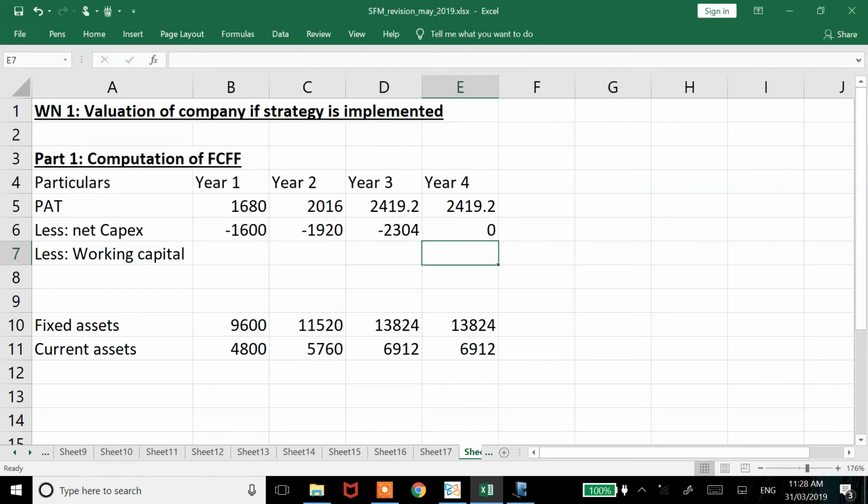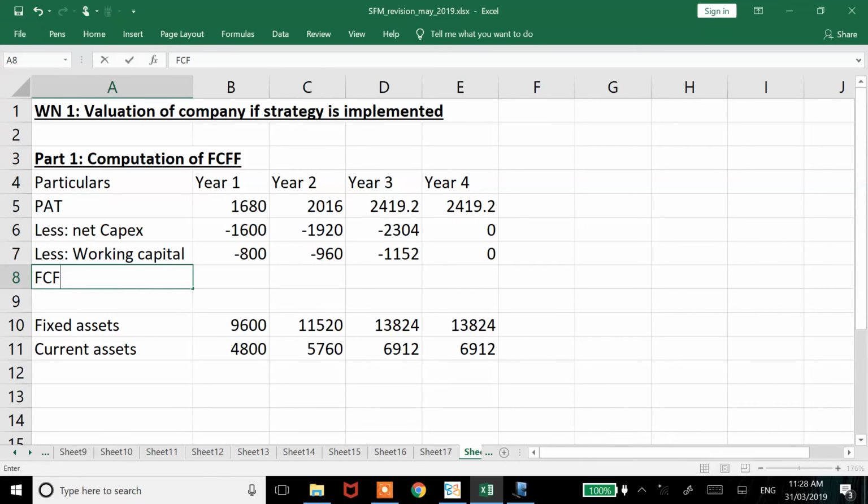So in practical world, in fact, when we do analysis, we normally don't look into this depreciation itself. We just look at the net increase in fixed assets. If there is a net increase in fixed assets, there is a capex done by the company. If there is a net decrease in fixed assets, there is a release of money from the fixed assets of the company. Working capital is 800 for the first, then 960, 1152 and 0.